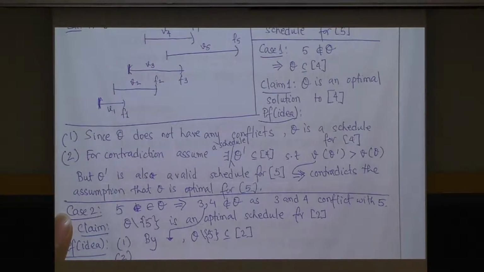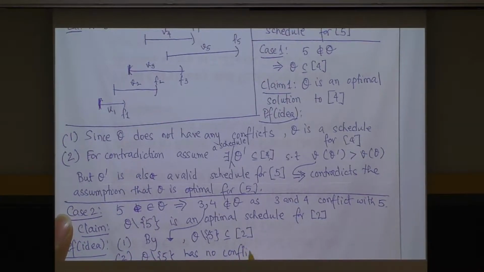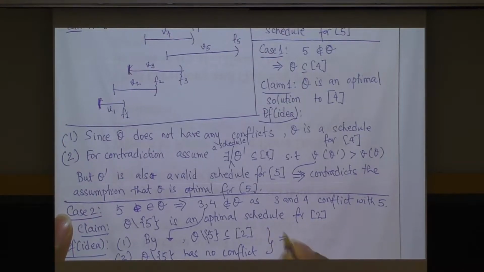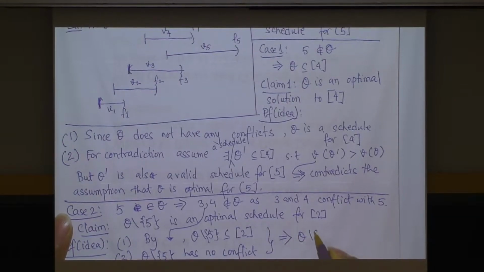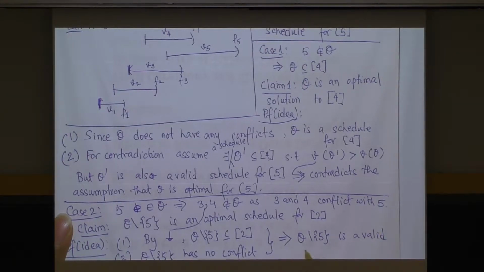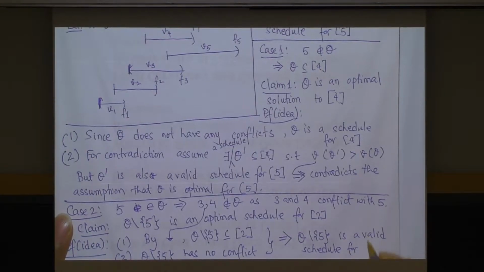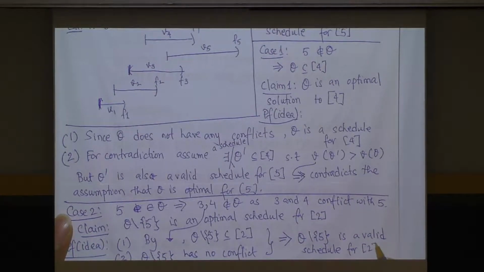So optimal minus 5 has no conflict. And so both of these imply that the schedule where you drop 5 is a valid schedule for 1 and 2.